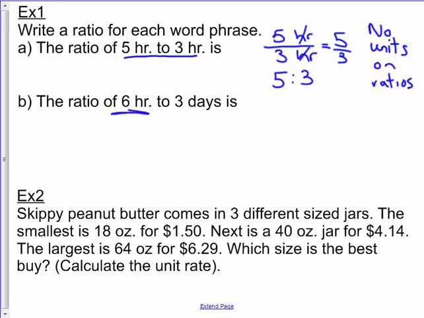In B, it says we have 6 hours to 3 days. It is important that we do write the hours and the days here. Notice I can't just simplify 6 over 3, okay? Because hours and days, while they're both time quantities, they're not the same. So what I have to do is change one of them. I have to have the same units here. So for hours to days, it's probably going to be easier to change 3 days into hours.